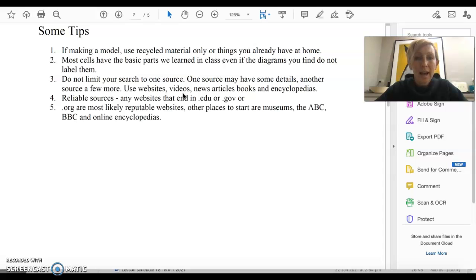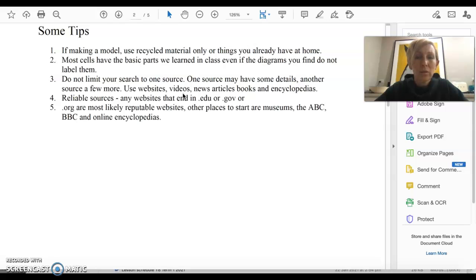Most cells have a general structure, and your specific cell will have some special parts to it. Okay, so I am looking for the general structure that all cells have indicated in your project.